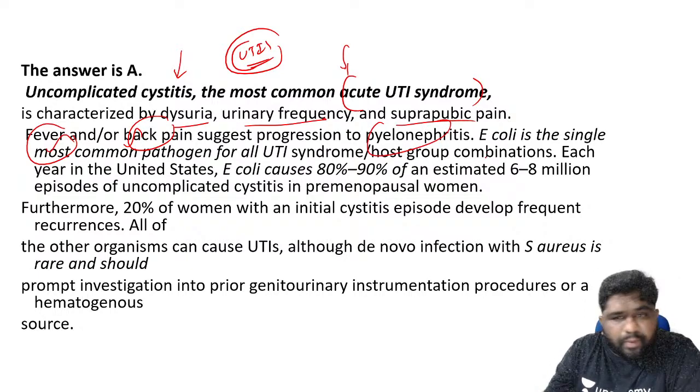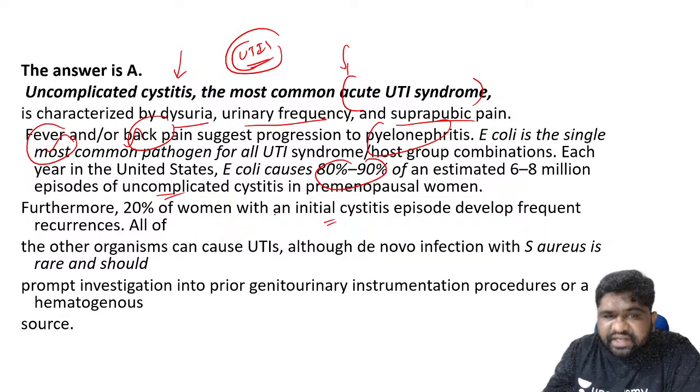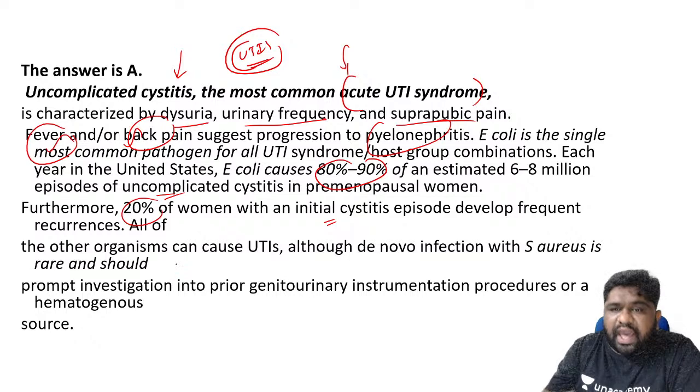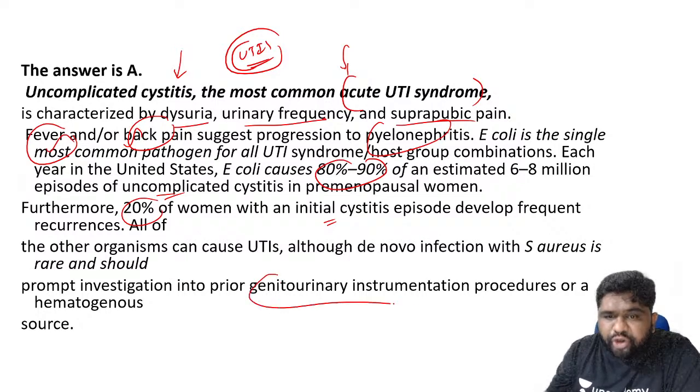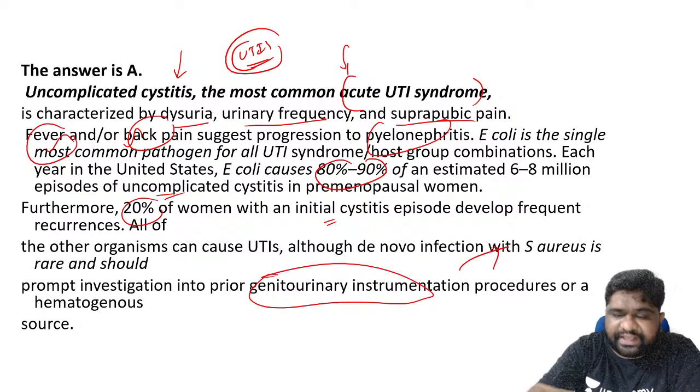E. coli is the single most common pathogen. It causes 80 to 90% of cases, especially if it is uncomplicated. Also remember, initial cystitis can develop in 20% of women. And if you think about any genitourinary instrumentation, then you can think of Staph saprophyticus or S. aureus.